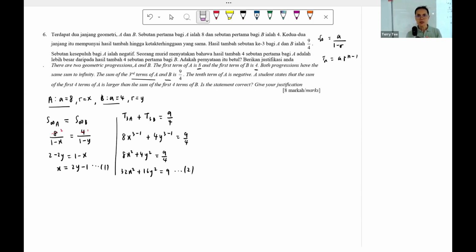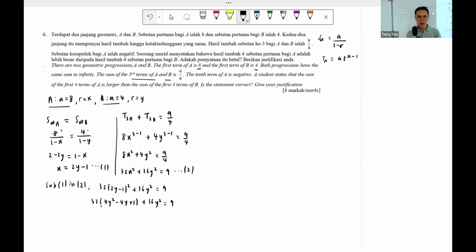I'm going to substitute equation 1 into it. So you're actually getting what we call a linear equation and a non-linear equation, and you have to solve them simultaneously. So put 2y minus 1, in brackets and squared, plus 16y squared equals 9. Expand the bracket: 32 times 4y squared minus 4y plus 1, and 16y squared equals 9.